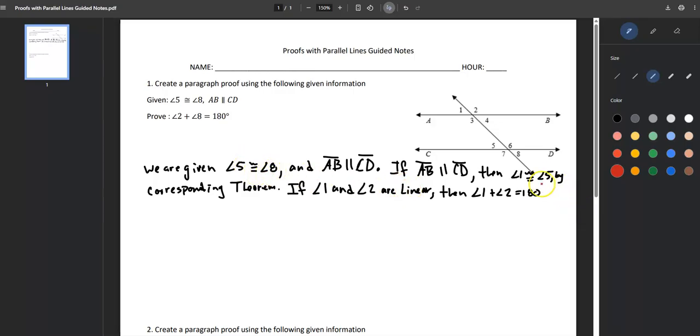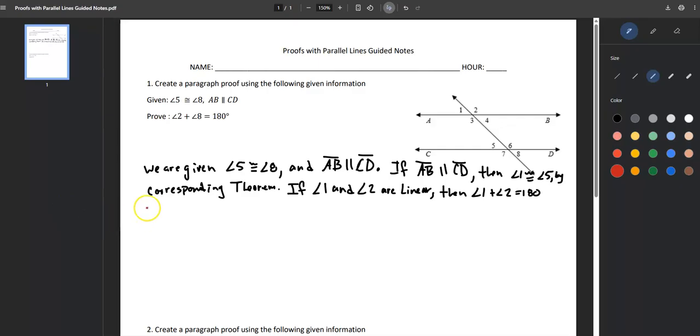Okay, so if that's the case, again, angle 1 has to be equal to angle 8. So if angle 1 is equal to angle 8, I can just substitute angle 1 here, and then I have angle 2 and angle 8 that add up to 180. Okay, so again, if 8 is congruent to 5 and 5 is congruent to 1, then I can substitute.